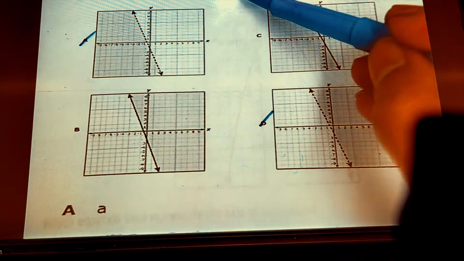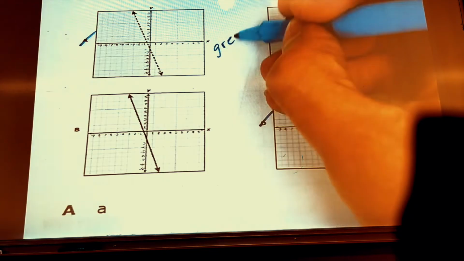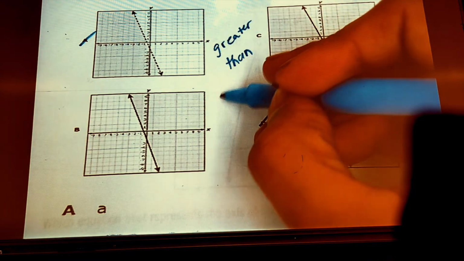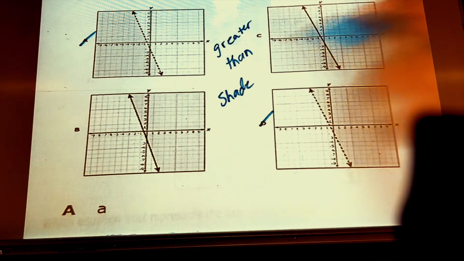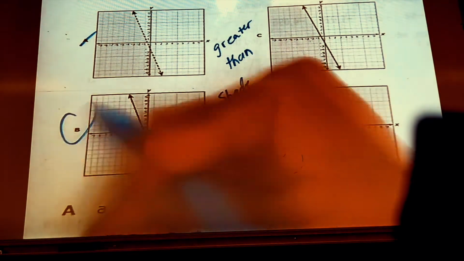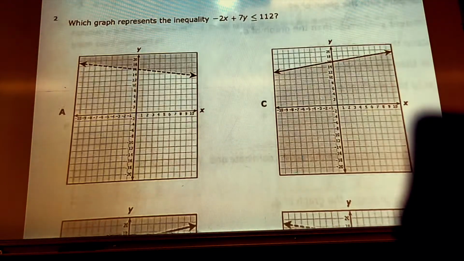And it's a greater than sign or less than sign? Greater. It's greater than? Then what? Shade? To the right. Shade above. Which means your answer is B. That's done. It doesn't need to take much more than that. We've done that plenty of times. I think we're fine with it now.